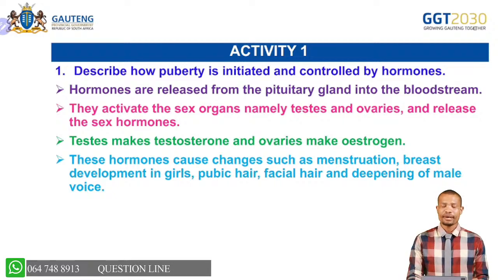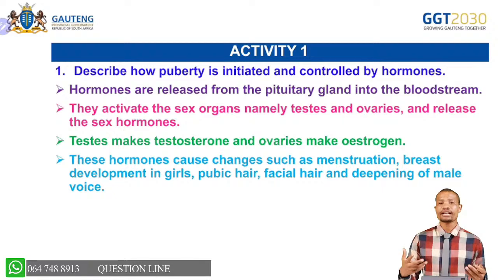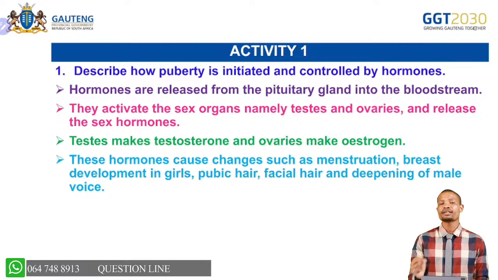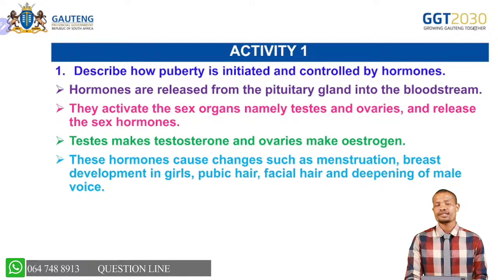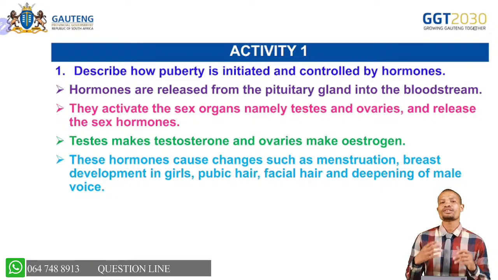I'm going to go through them again so that we all understand. So hormones are released from the pituitary gland into the bloodstream. These hormones will activate or trigger your sex organs. Your sex organs are the testes and the ovaries. Okay, so the testes will produce testosterone while the ovaries will produce estrogen, and both these hormones will bring about changes or secondary sexual characteristics in both male and female.